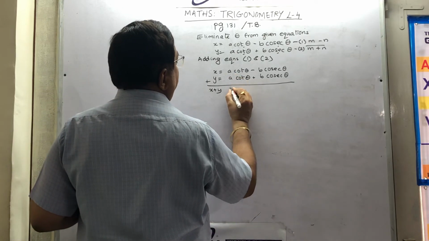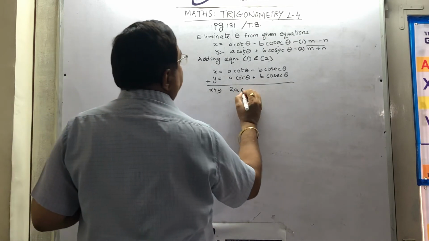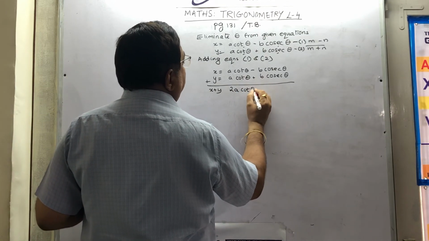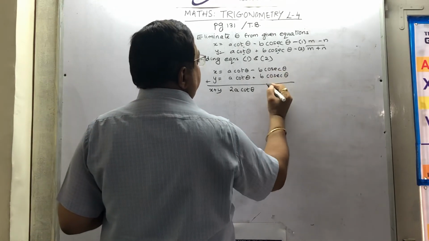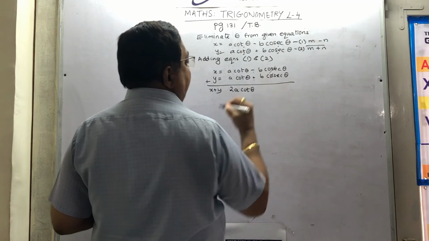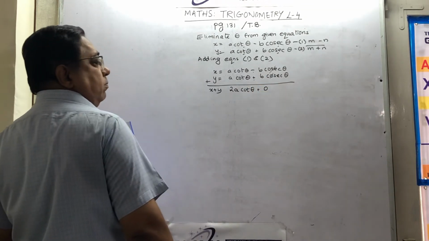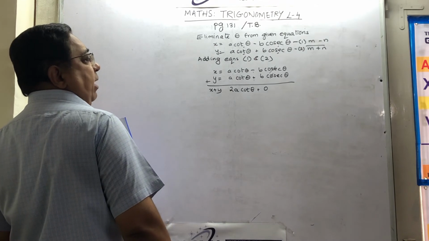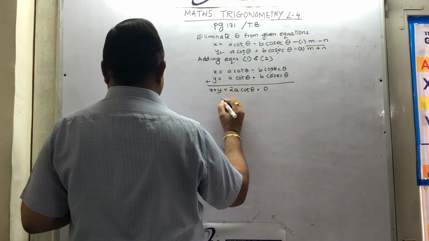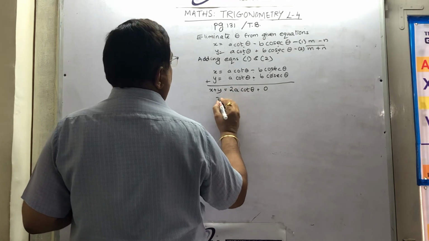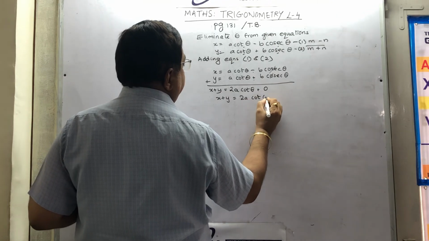I get this 2 times, as you can see at the top. So a plus a will become 2a, and cot theta will remain. So one apple plus another apple becomes 2 apples. And this will cancel because they have opposite signs. So there will be nothing here, or if you want, plus 0. Plus and minus are opposite of each other, they cancel each other. So I will get x plus y is equal to 2a cot theta.